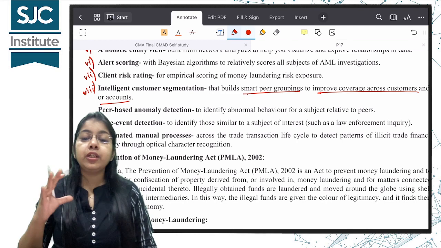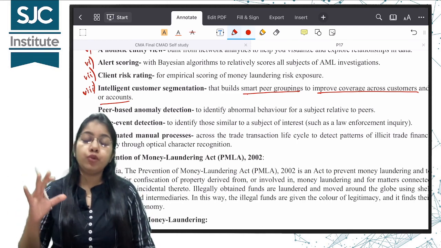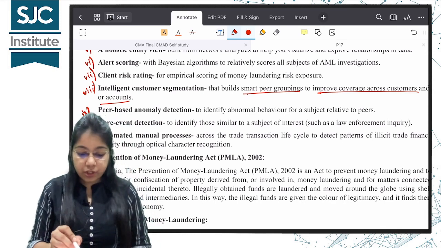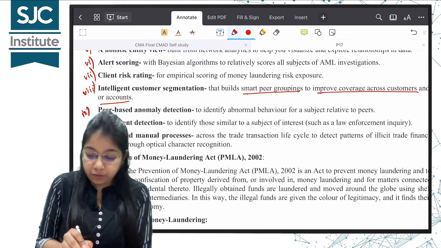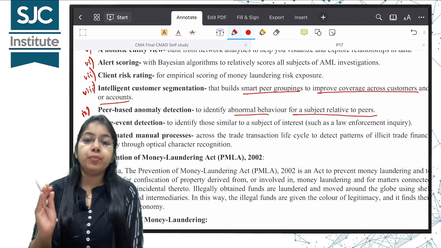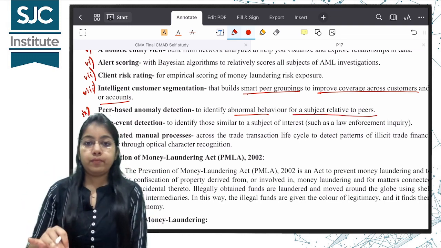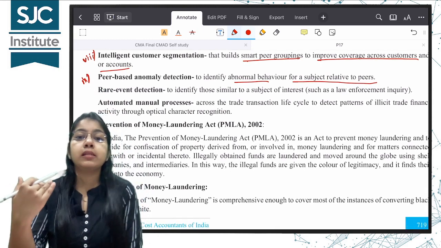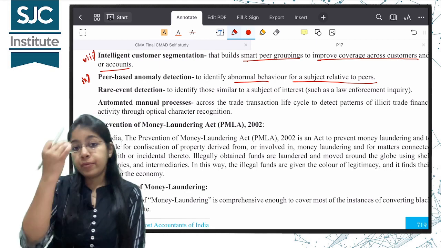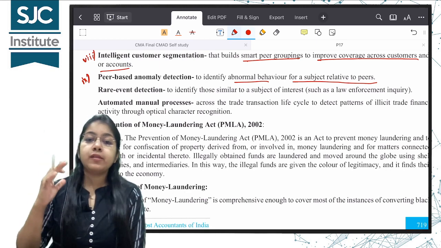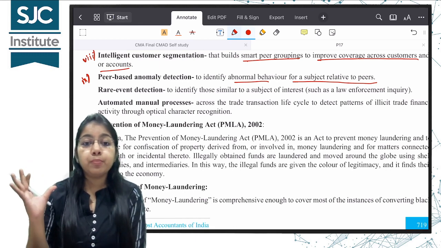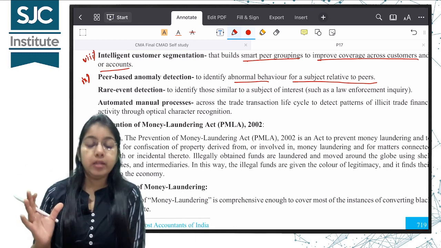So intelligent customer segmentation can be done through technology. Next is peer-based anomaly detection to identify abnormal behavior for a subject relative to peers. Okay, so if I have a company and it has been traced for performing certain suspicious activities related to money laundering, and I also have certain sister concerns, so they are also my peers, so the peer-based anomaly detection can be done.